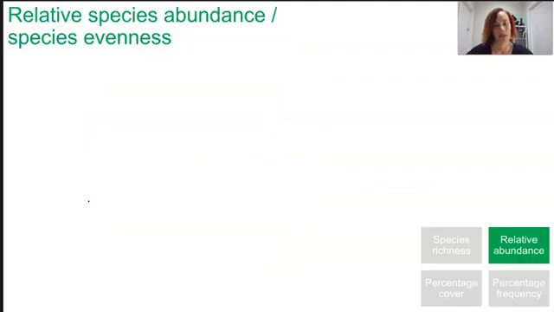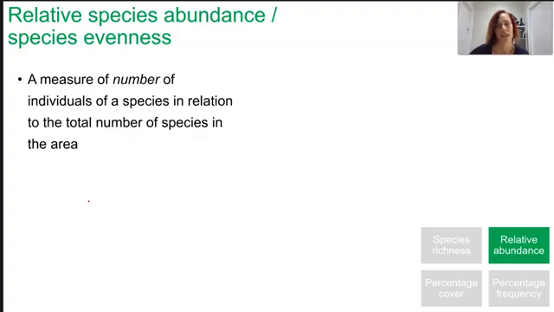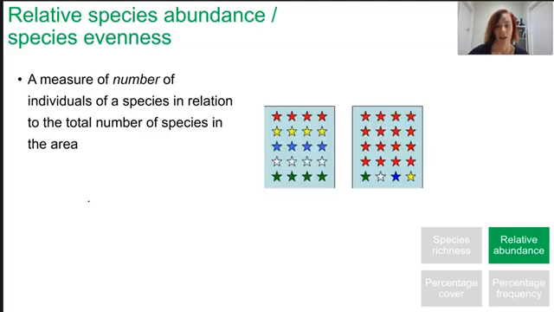Now, relative abundance is also known as species evenness. I'm going to use them interchangeably. And it's a measure of the number of individuals in relation to the total number of species in the area. So while again, we have a situation where both populations have 5 as species richness, you can really clearly see that the red stars are taking over that area, if you could consider this a community of organisms. So we can see that that species is dominating.